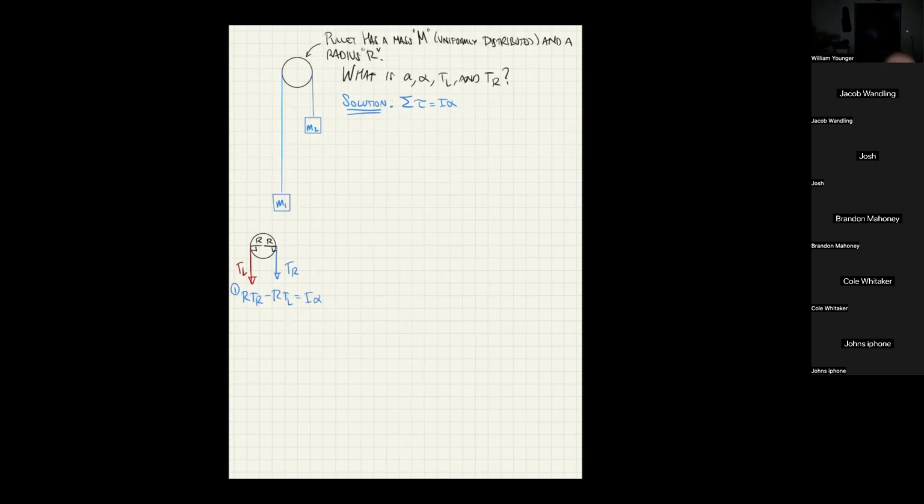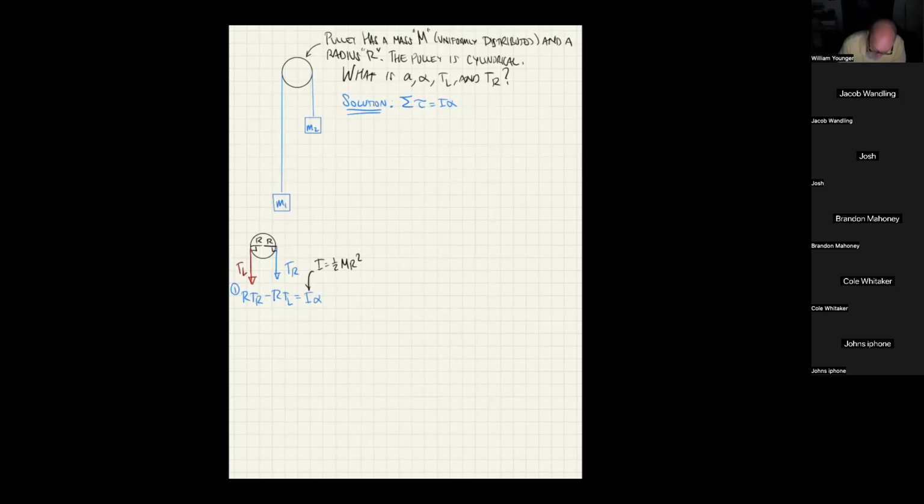I'm also going to say the pulley is cylindrical. So I also know that I is equal to 1/2 M R squared. I can plug that in later, and I'll still call that equation 1.